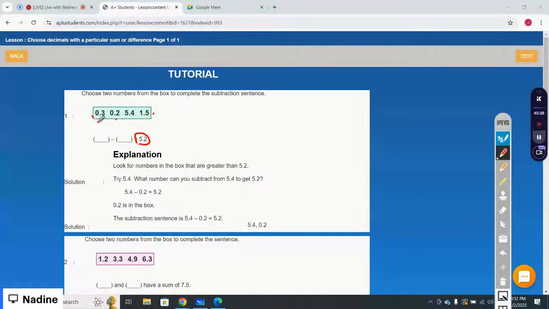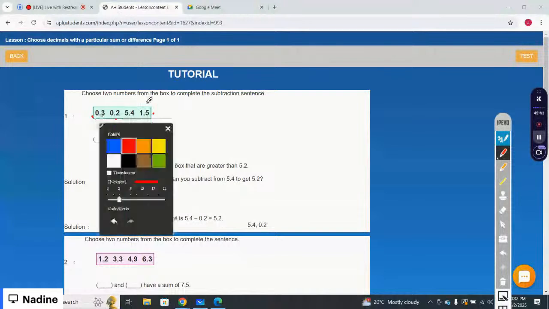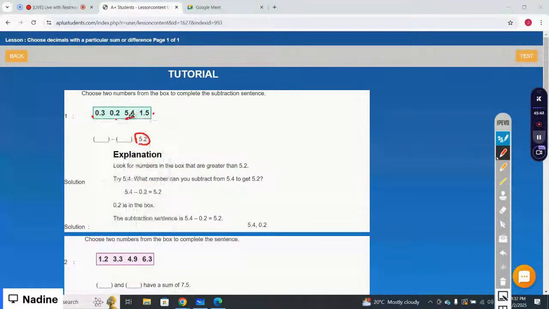So start with the first one, that is 0.3, right? The greatest number is 5.4. So when you subtract 0.3 from 5.4, you have 5.1, right? That isn't the correct one. Look for the next one, that is 0.2. So when you do 5.4 minus 0.2, you have the answer 5.2. So that means these are the two numbers that when subtracted have the answer 5.2. Let's just start with the test questions.